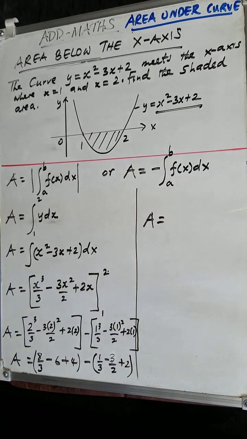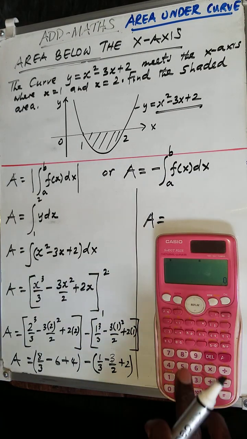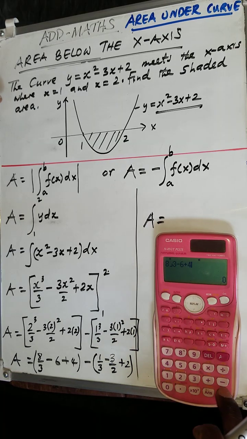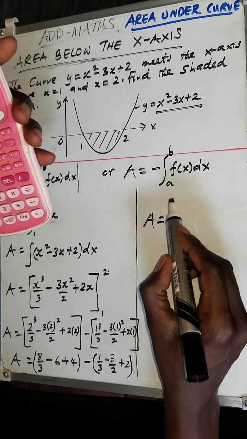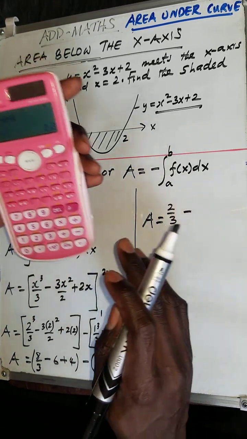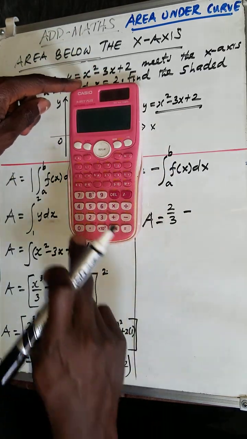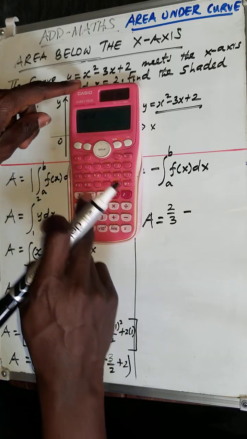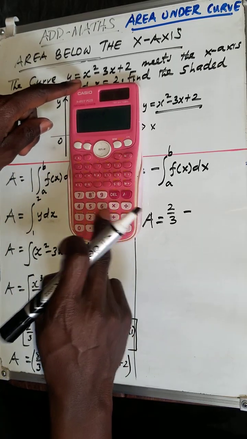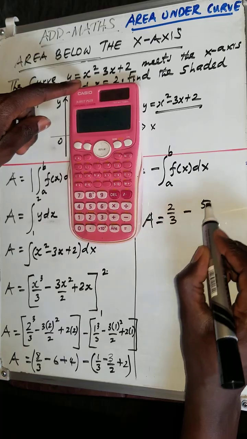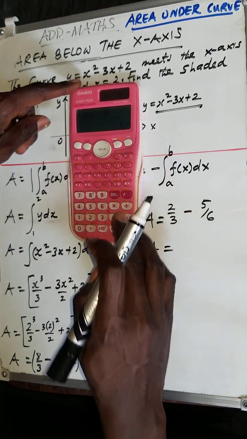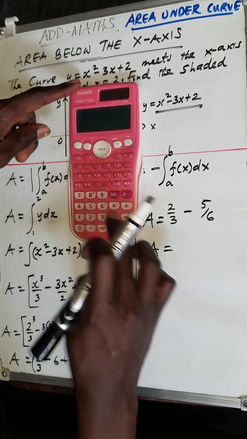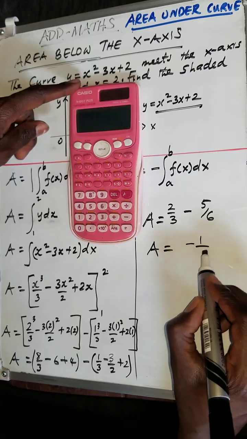So we can try to work that out. If you use your calculator, that is 8 over 3 minus 6 plus 4, so that is going to give me 2 over 3. You can also work out the other one. That is 1 over 3 minus 3 over 2 plus 2, so it will give you 5 over 6. So when you work this out, you subtract 2 over 3 minus 5 over 6. That is going to give you a negative 1 over 6.